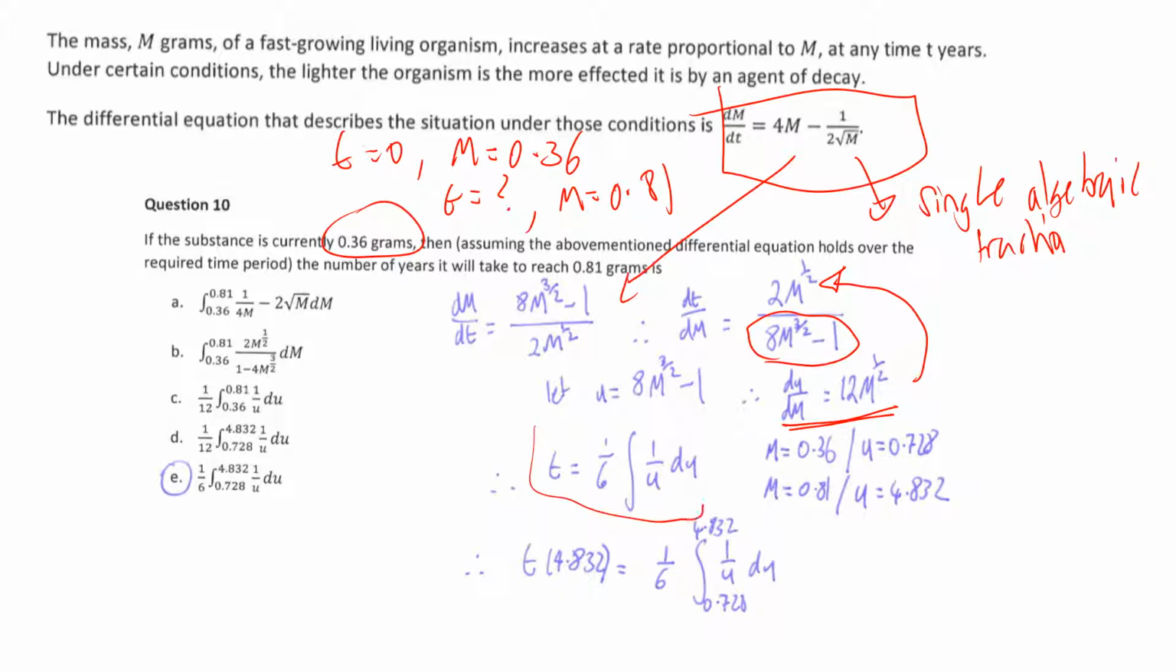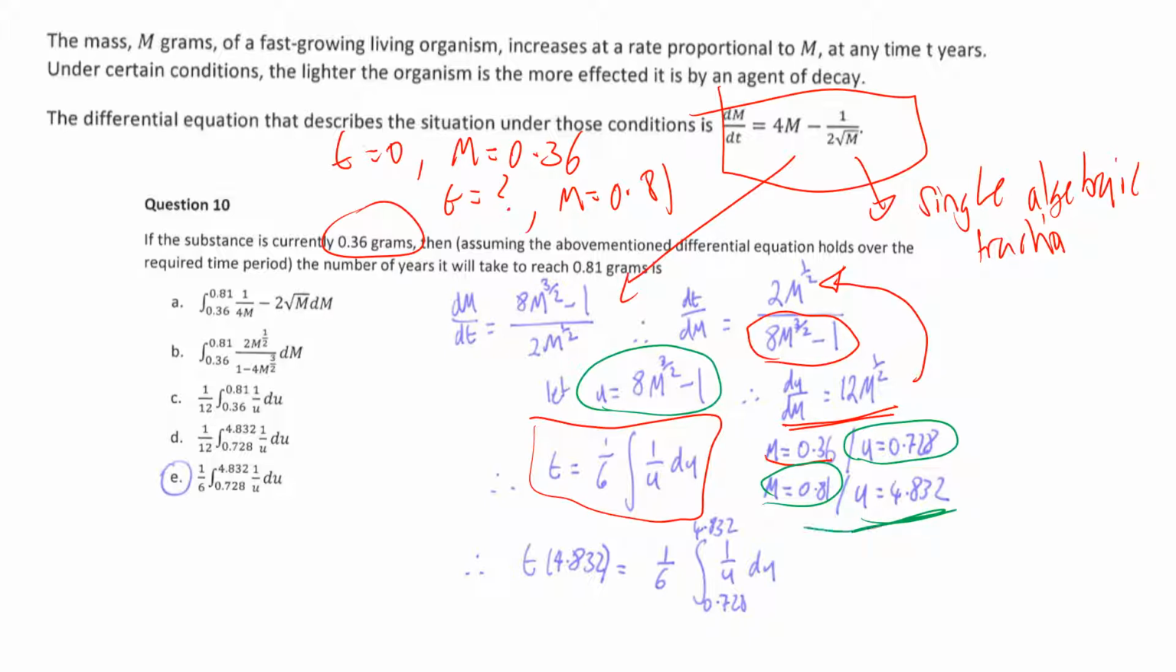There it is, and I've changed the variable solving for t, but what I'm after is a particular value of t for a particular value of m. So in this change of variable, I need to change my terminals. So when m is equal to 0.36, our corresponding u, so let's see where that's coming from. Here's our u expression. So when m is 0.36, u is equal to 0.728. And when m is equal to 0.81, u is equal to 4.832, and then they become our terminals there.